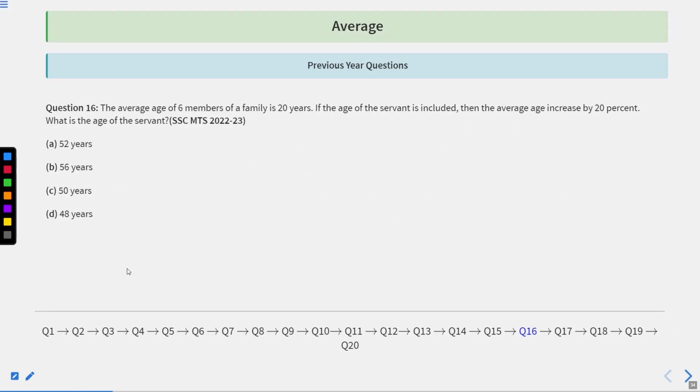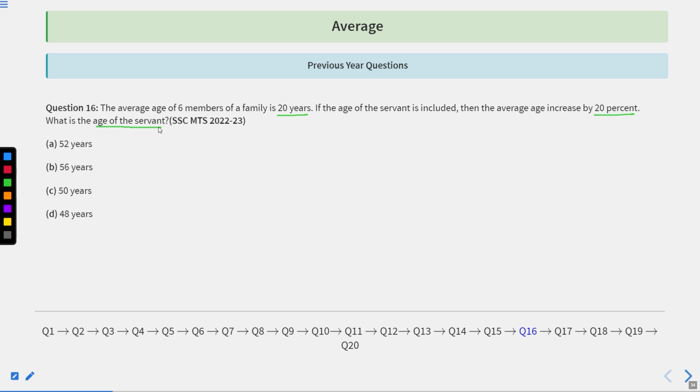Let us move to problem number 16. The average age of six members of a family is 20 years. So there are six members in a family and their average age is 20 years. If the age of the servant is also included, then the average age increases by 20%. Then what is the age of the servant? So when I include the age of the servant also, the average age of those seven members increases by 20%.